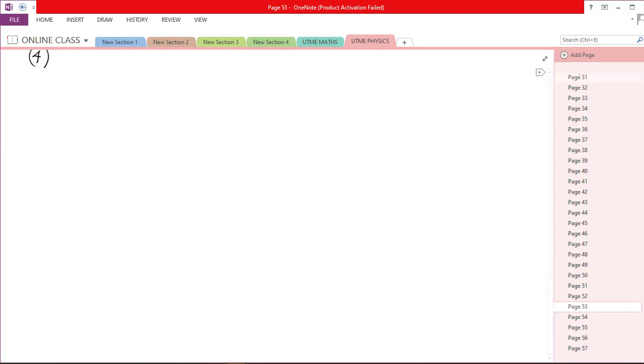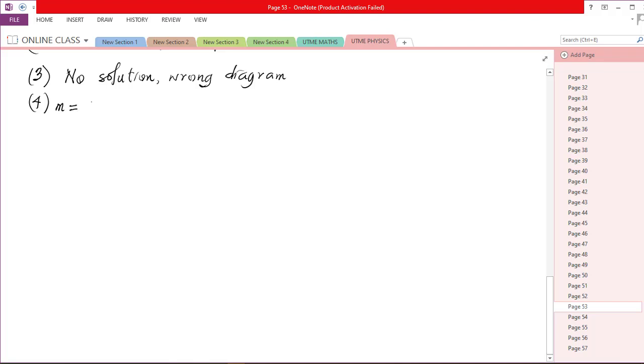Now, that number 4 that I was saying, they gave us mass M as 6 kg. They gave us the frictional force. I like putting R there to show that it's frictional force as 30 newtons. They gave us G as 10 meters per second squared. We have to calculate theta. Theta unknown.